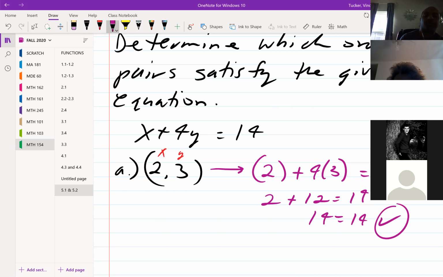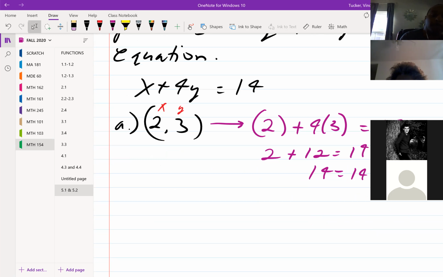So that will work. So you're just checking to see if the work is correct, pretty much. You're just checking to see, when you plug in that ordered pair, if it adds up. Will it give you a true statement? Yep.